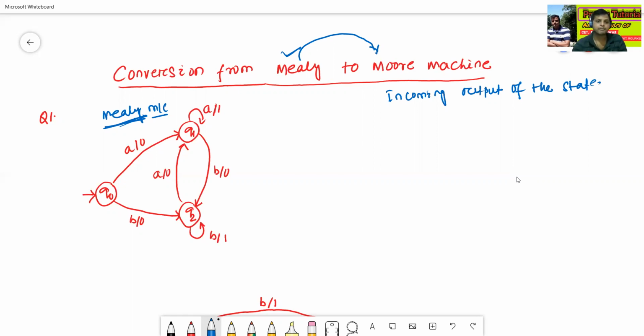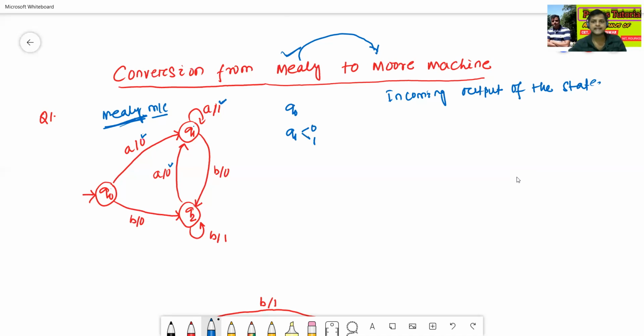See here, for Q0 there is no incoming output, so Q0 will remain the same. For Q1, there are two incoming outputs: one is 0, here is also 0, and also 1 and also 1. So for Q1 there are two different incoming outputs, one is 0, one is 1.